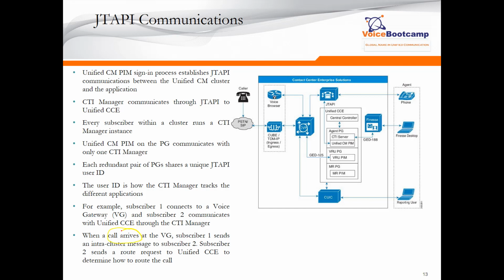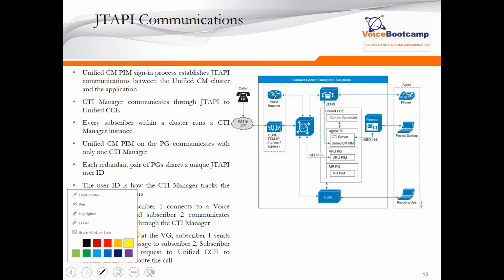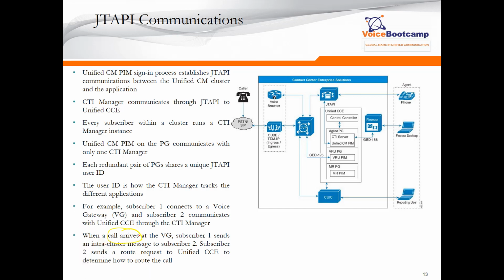A call will arrive at the voice gateway in subscriber 1, which will send an intercluster signal message to subscriber 2 because the UCCE is registered to subscriber 2. So therefore the call has to go to subscriber 2 first. From there the call will be sent to the PG server.